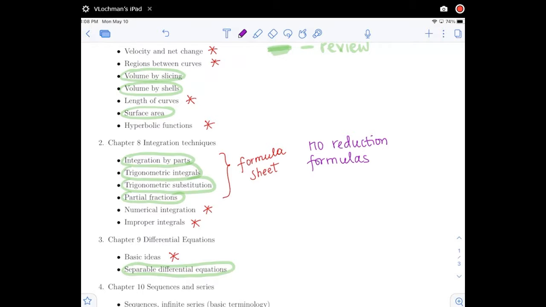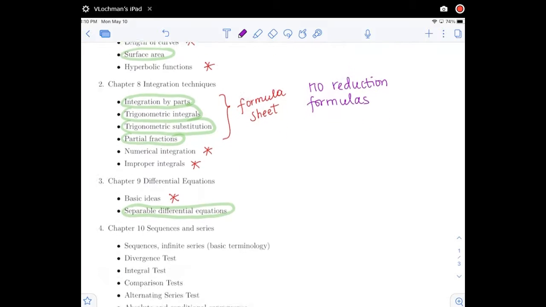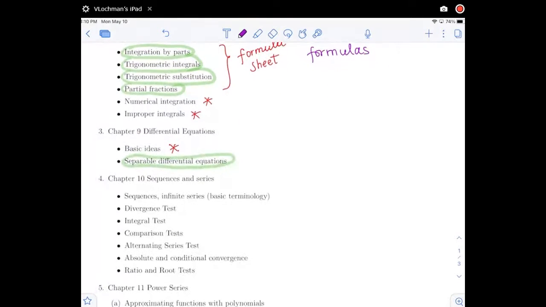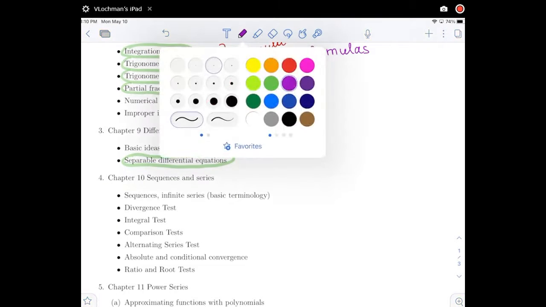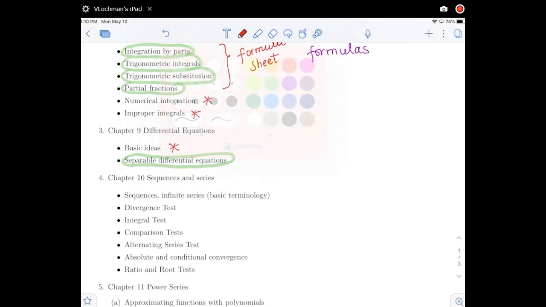And then focus on the rest. All right, then we're moving to sequences and series, everybody's favorite. Okay, so what can you skip here? Let me think about it. Probably just the first one.